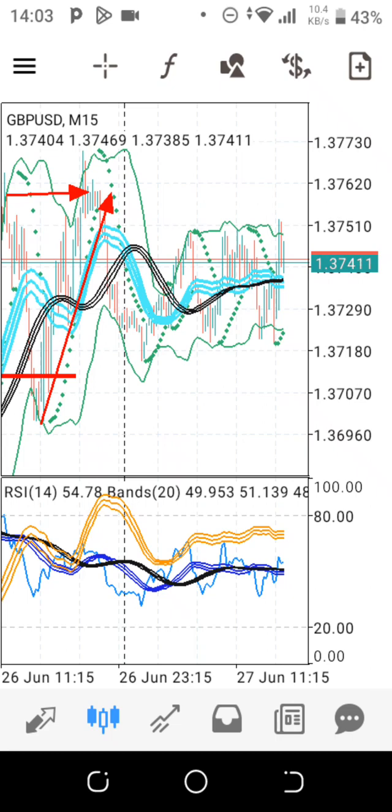But mostly I trade condensing candles. If it's not condensing, I don't trade ranging. It's because I want to minimize risk. So thank you very much.